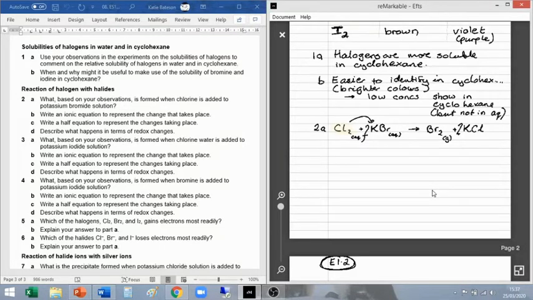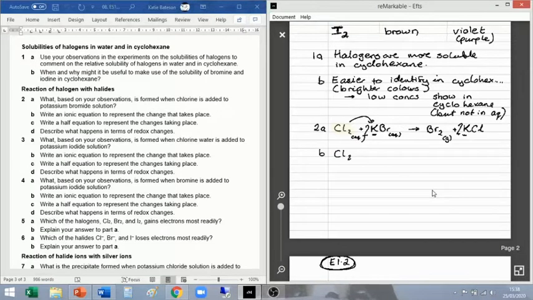B, ionic equations representing the change that takes place. If they are looking for an ionic equation, we're looking for charges being shown, but not necessarily the electrons being shown up in a big way. So we're basically having the ions, but no spectators. The spectator in this case is going to be the potassium, because the potassium has just moved from one place to another. Its oxidation state has stayed the same.